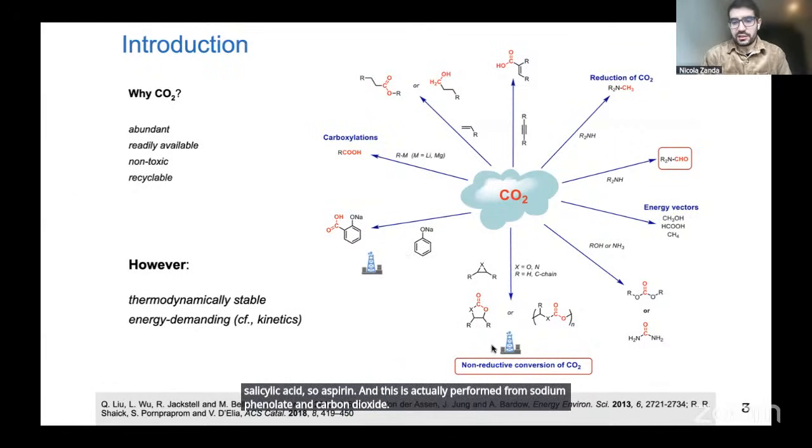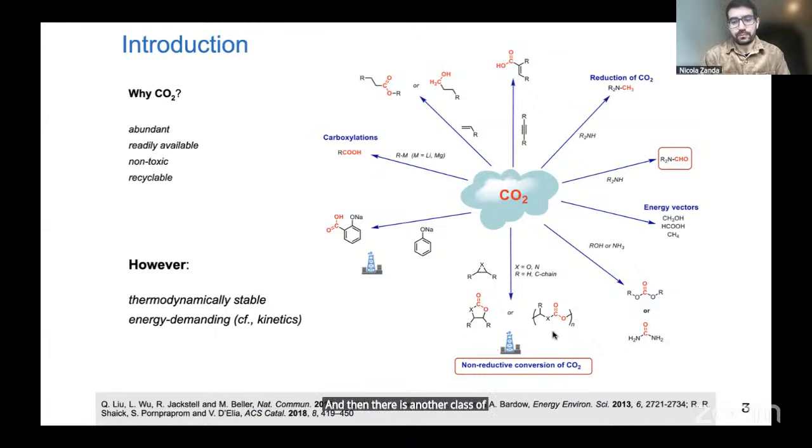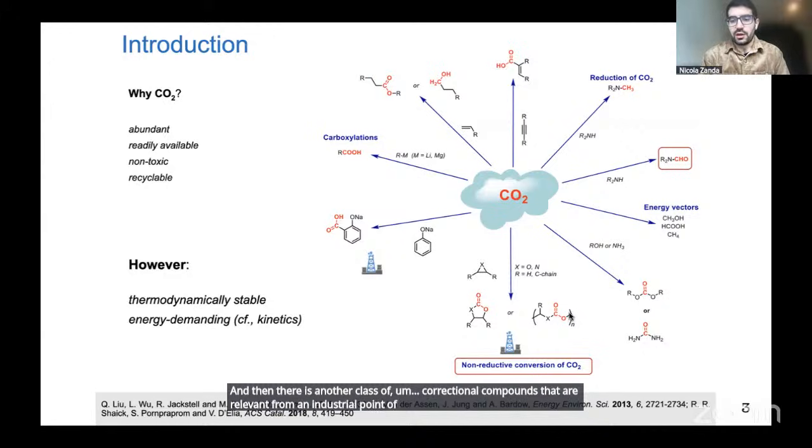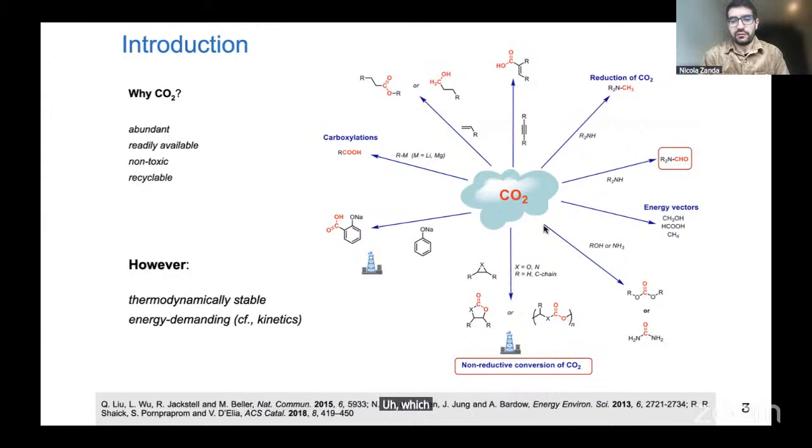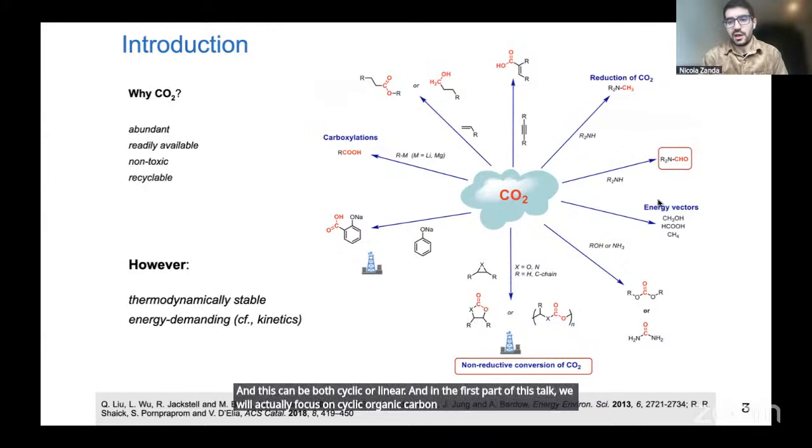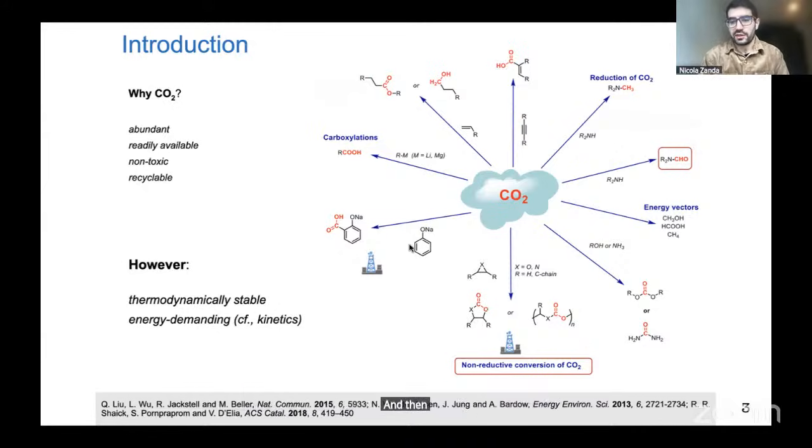And then there is another class of reactions and compounds that are relevant from an industrial point of view, which are the functionalization of CO2 into carbonates and ureas, and this can be both cyclic or linear. In the first part of this talk, we will actually focus on cyclic organic carbonates and carbamates, and then we will switch towards the formylation reaction.